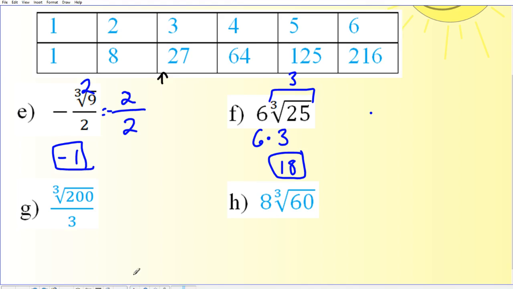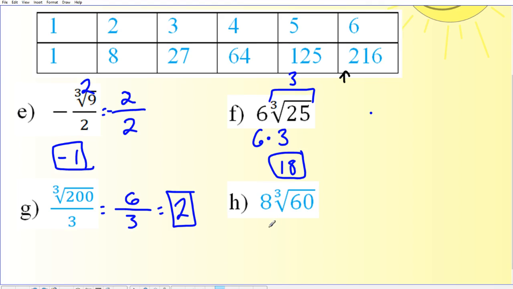We've got the cubed root of 200 divided by 3. So the cubed root of 200 is over here. Definitely closer to the 6 than the 5. Definitely closer to 216 than 125. So my estimation for cubed root of 200 is going to be about 6. Divide by 3. 6 divided by 3 is 2.